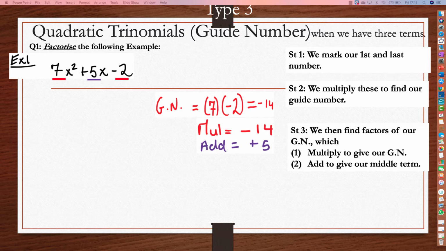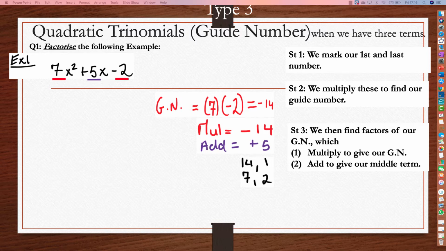What I mean by that is, what do you multiply by 1 to get 14? 14. What do you multiply by 2 to get 14? 7. So you list them in their pairs like this: 1 and 14, 2 and 7. We have to pick a pair of factors that are going to multiply to give us minus 14 because that's our guide number, and add to give us plus 5 because that's our middle number.